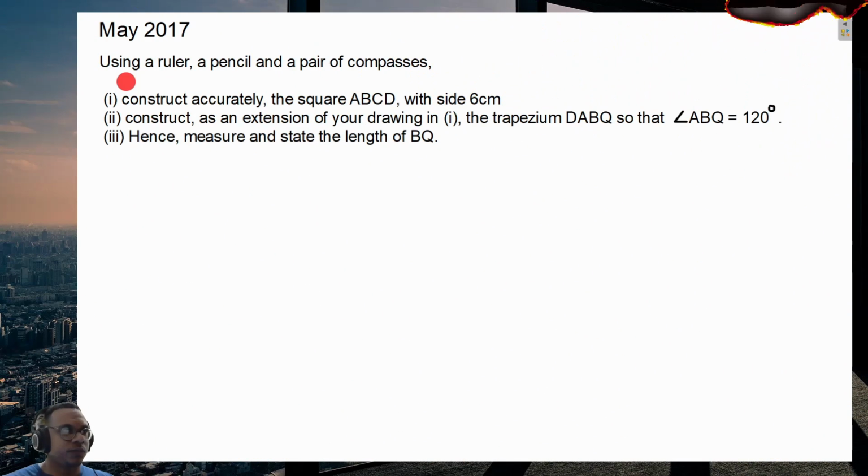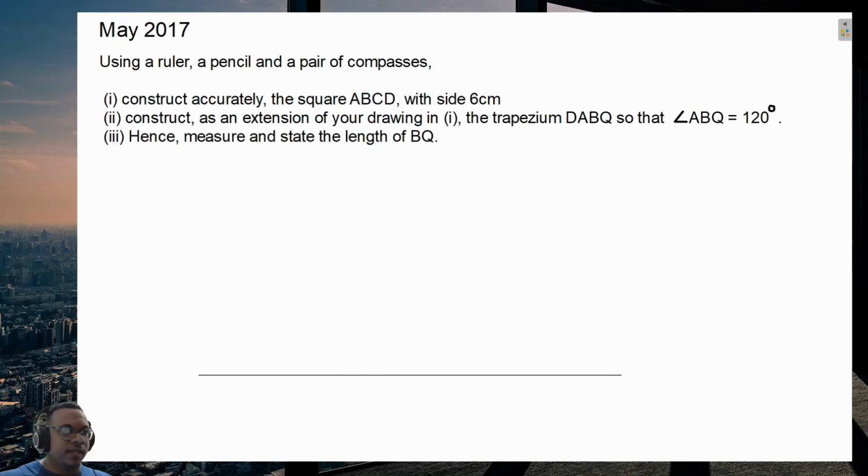In this question, we're going to be using a ruler, pencil, and a pair of compasses to construct a square ABCD, with each side being 6 centimeters long. Then we're going to construct an extension to form a trapezium where the angle at B is going to be 120 degrees. And then we're going to measure and state the length of BQ. So first, let's start with constructing a square.